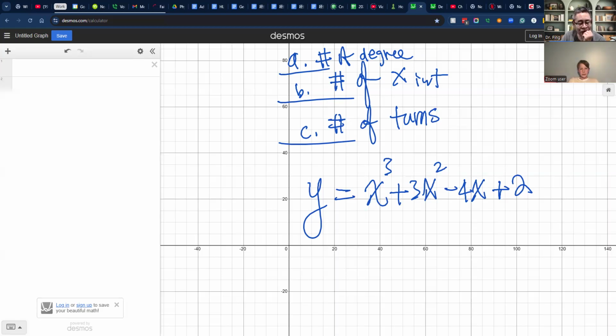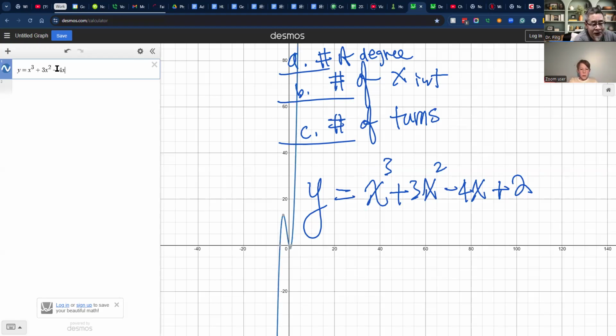Grayson, need help? Well, just graph it and you'll see. You type in y equals x to the third plus 3x squared minus 4x plus 2. Good.